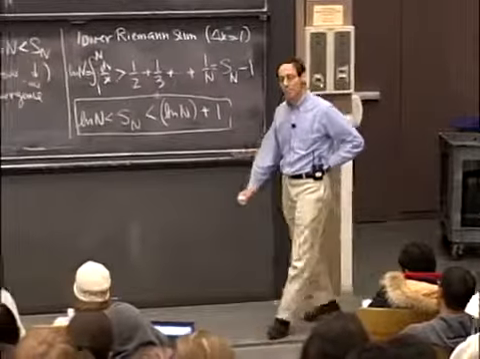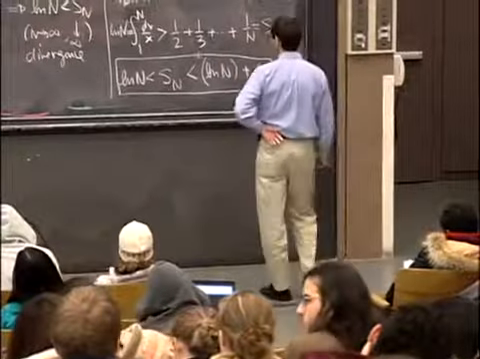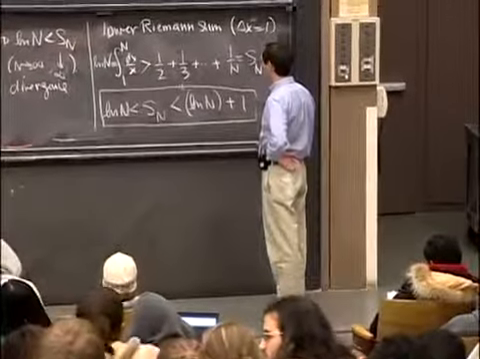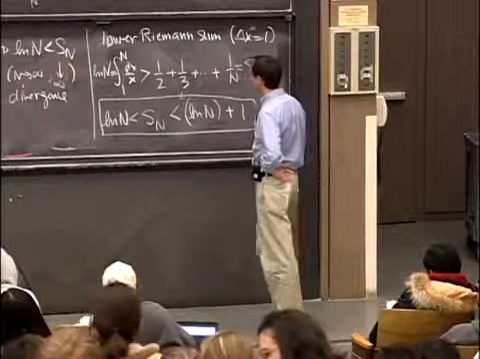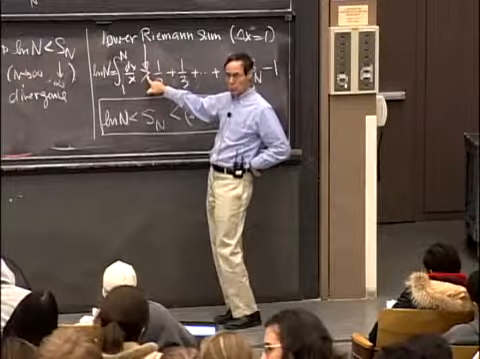Yeah, question? How did you set up this last inequality with the integral being greater than Sn minus 1? How did you know it's greater immediately? This step here is the step that you're concerned about.